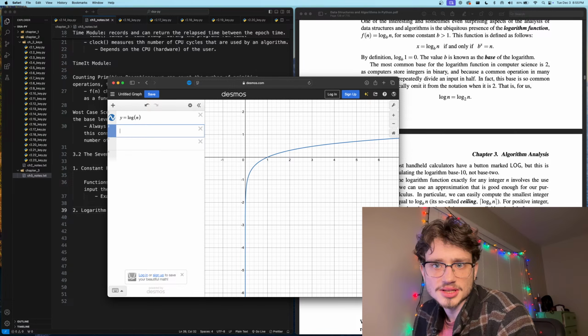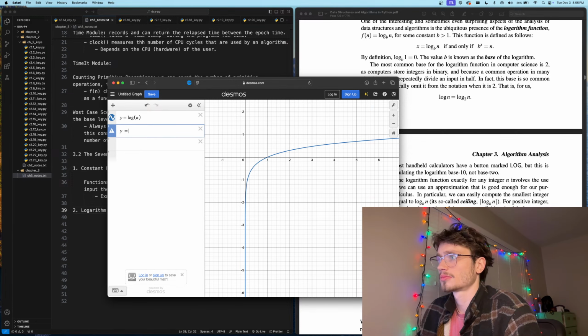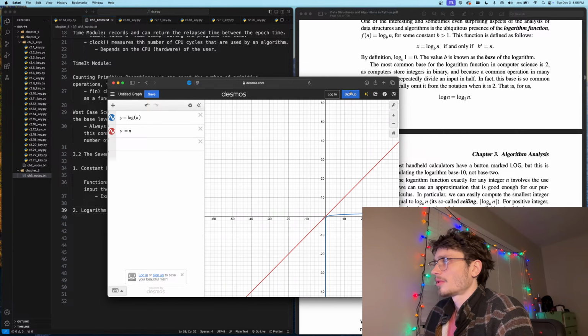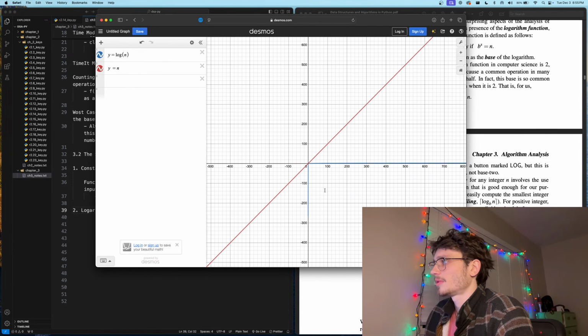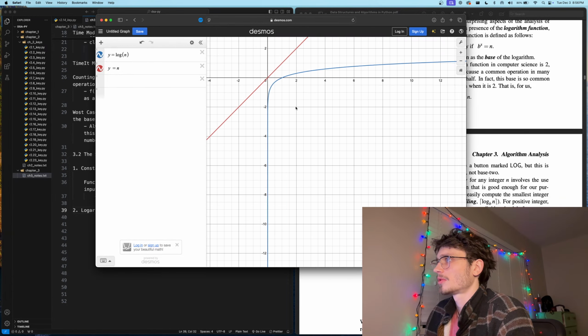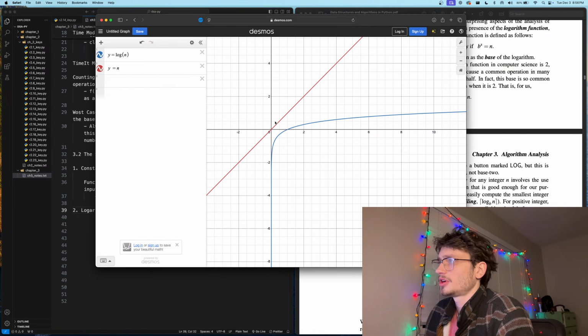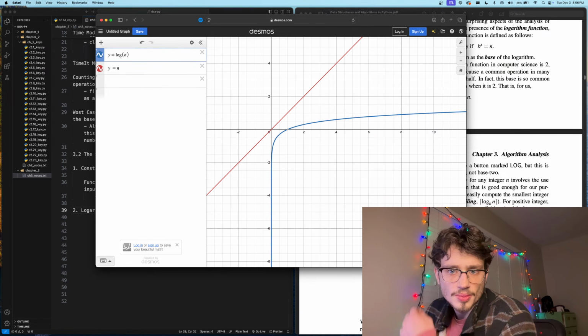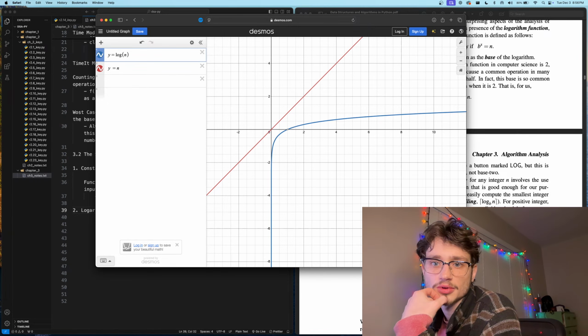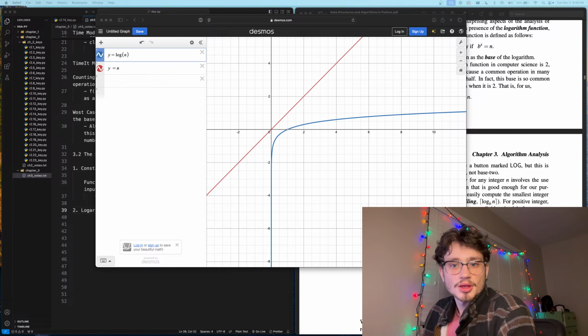Nice. Okay. Log is the same thing. That is not. Do this. Have two equations: y equals log n and y equals n. Okay. Got you. Now what? So we have a linear function here, right? And then we have a log function. All right.